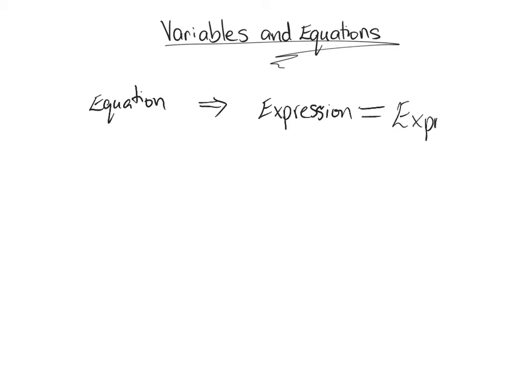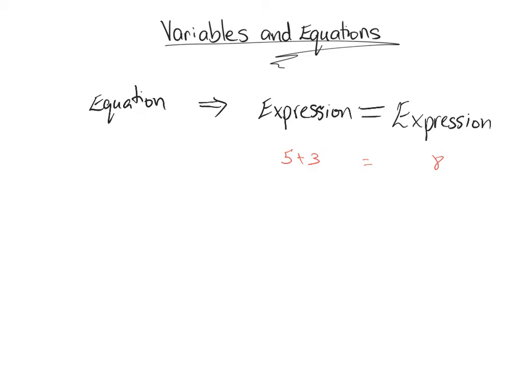So, for example, 5 plus 3 is equal to 8. That is an equation because 5 plus 3 is an expression. So let me put the example here in red. 5 plus 3 is an expression. 8 is also an expression, a short one, but it is. And they are equal. So that is an equation.